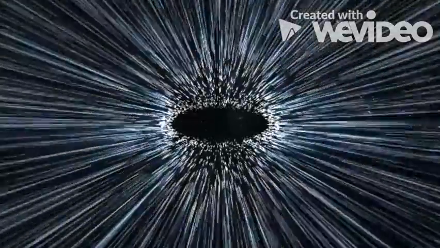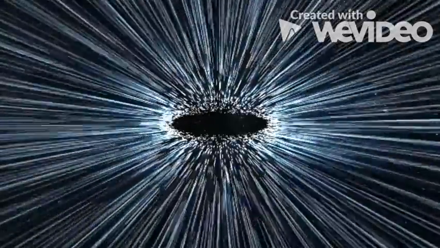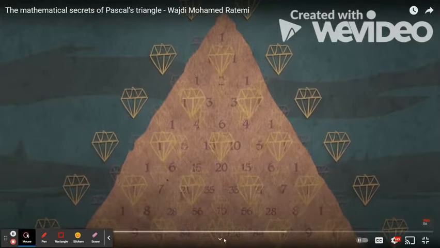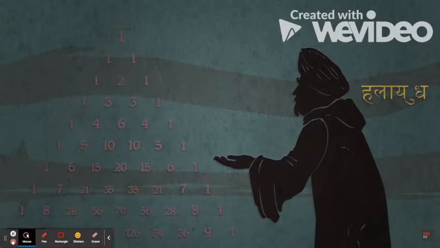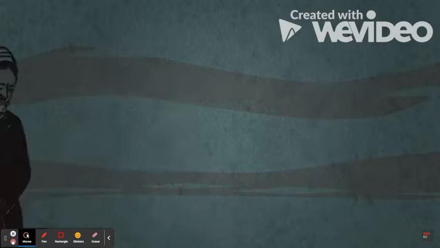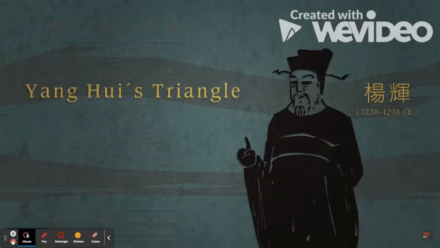Today, we are going to briefly explore one of the most interesting and fascinating phenomena in numerology and all of mathematics, Pascal's triangle. So what is it? Actually a mathematical treasure trove. Indian mathematicians called it the staircase of Mount Meru. In Iran, it's the Khayyam triangle, and in China, it's Yang Wei's triangle.